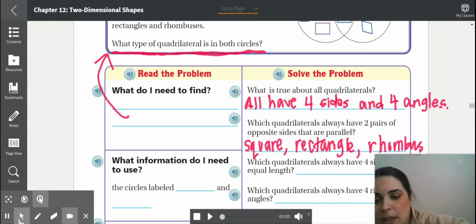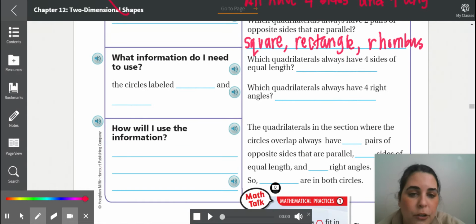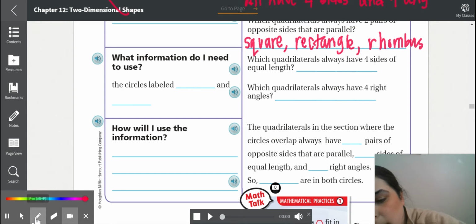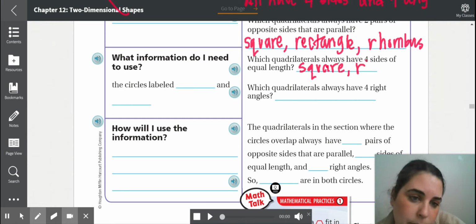Okay, next question. Which quadrilaterals always have four sides of equal length? So all four sides are the same length. And if you're thinking square, that's right, a square does. And a rhombus.